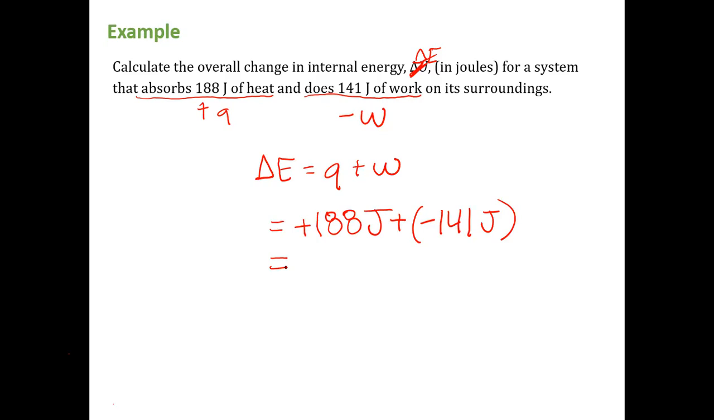Minus 141. Oh, what did I say? Not right. It's positive 47 joules. That's what I got. Let me pull out my worked example problems. Y'all are here to catch my mistakes because I'm sure there are some, or will be some. All right, yep, that's right.